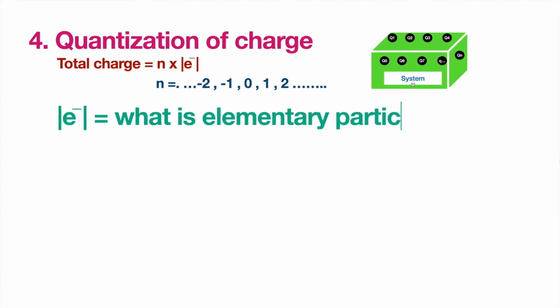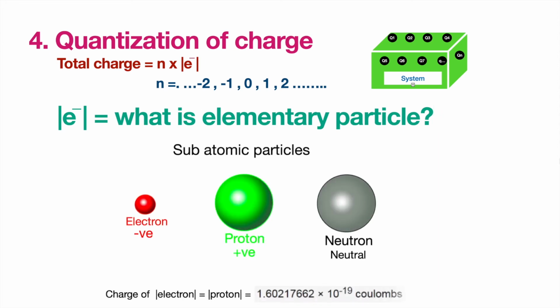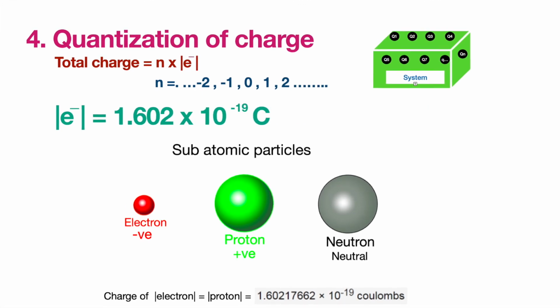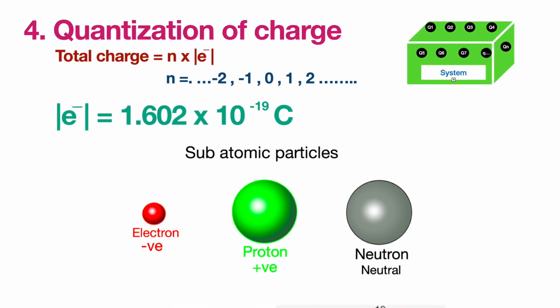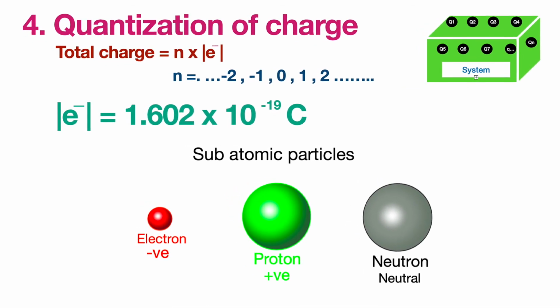Now, what is an elementary particle? We know that the subatomic particles are the elementary particles. Here we have the electron, proton and neutron. Electron carries a negative charge, proton carries a positive charge, and neutron is neutral. And the charge of electron is equal to the charge of proton, which is equal to 1.602 times 10 to the power minus 19 coulomb. But they are of opposite polarity. So the magnitude of charge carried by the elementary particle is 1.602 times 10 to the power minus 19 coulomb.